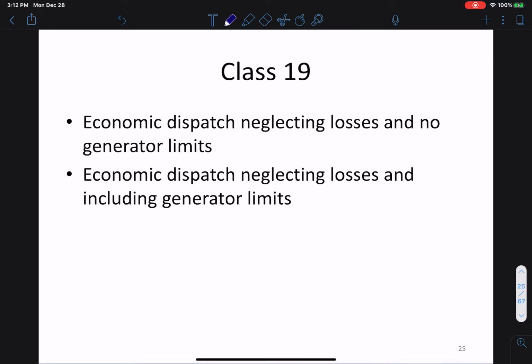In this class, we're going to talk about two things. In classes 17 and 18, we learned about optimization techniques, right? In this class, we're going to apply those techniques to the power system. So we're going to do two things here. In the first part of the video, I'm going to talk about economic dispatch neglecting losses, so no losses, and no generation limit. So your power generation doesn't have a limit and you have no losses. In the second video, I'm still neglecting losses, but we're going to put limits on the generation. That's the goal for this lecture.